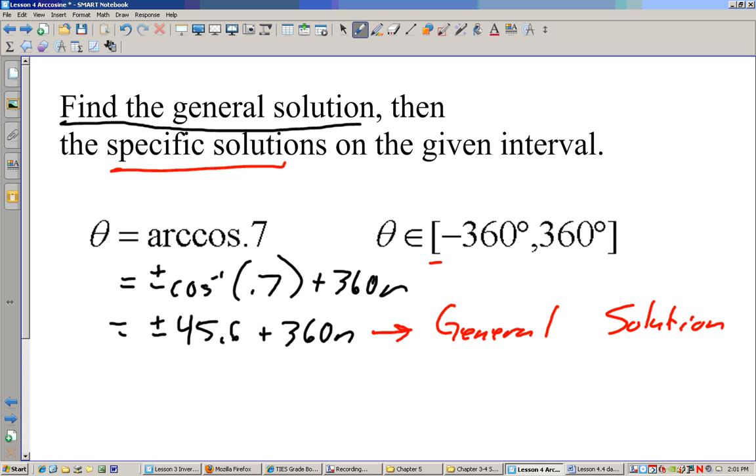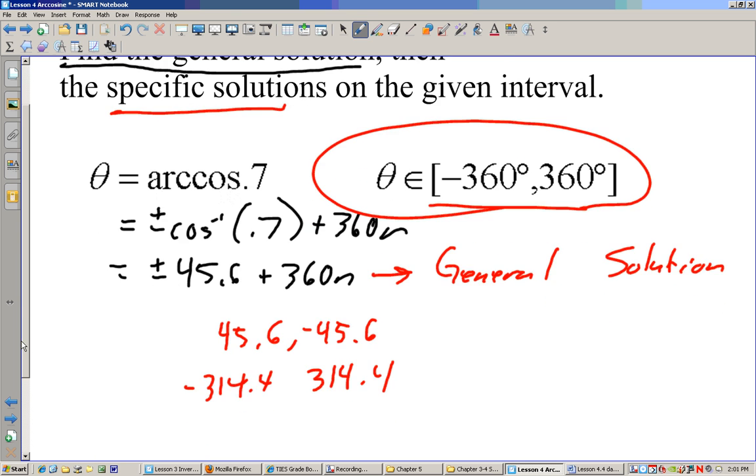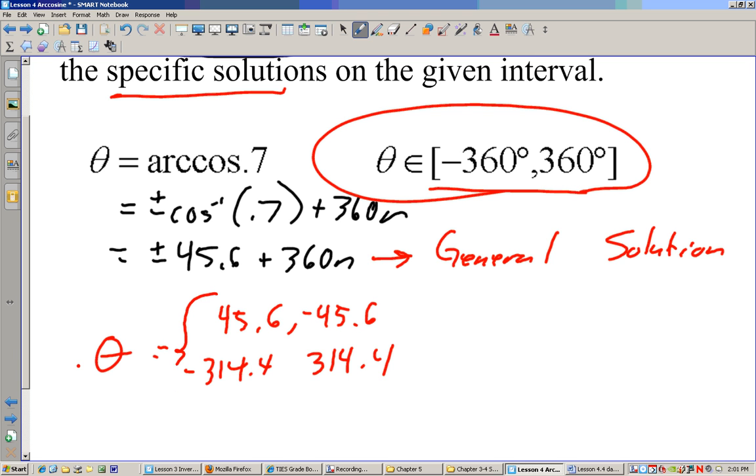Now we want to find the specific solutions for this given interval. So we know 45.6 will work. We know negative 45.6 is in that interval. Now if I add 360 to 45.6, that's more than 360 degrees. If I add 360 to negative 45.6, negative 45.6 plus 360 will get us to 314.4. So that's another value. Now, we can also put in a negative one for n, so that's like subtracting 360. So 45.6 minus 360 is negative 314.4. So we have all of these answers that are going to be able to work for theta between negative 360 and 360.